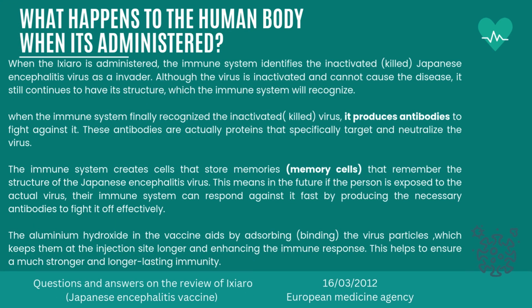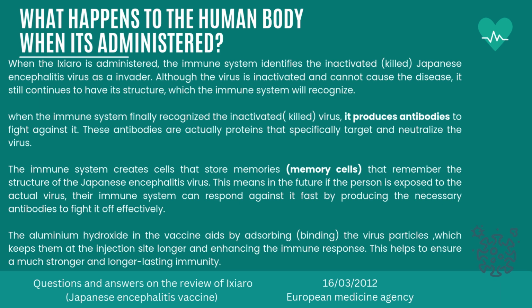Moving over to the next slide, I'll be explaining what happens to the human body when the vaccine is administered. When the vaccine is administered, the immune system identifies the inactivated Japanese encephalitis virus as an invader. Although it's inactivated and cannot cause the disease, it still has its structure, and the immune system will recognize that structure. When the immune system recognizes the killed virus, it produces antibodies to fight against it. These antibodies are proteins that specifically target and neutralize the virus.